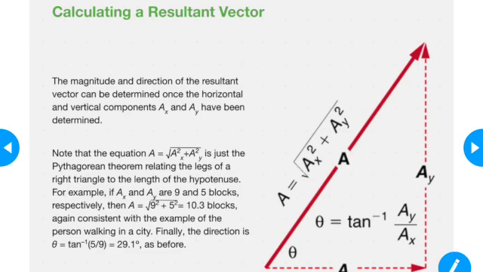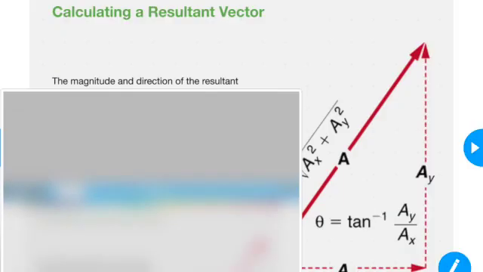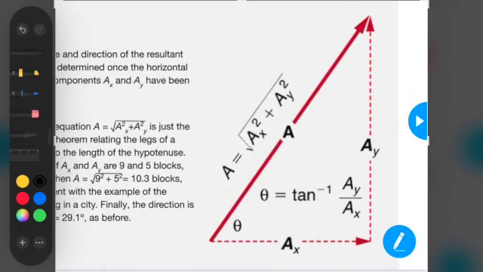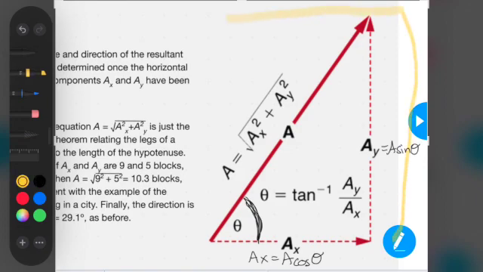So this is the picture we want to draw, but I am going to add on to it. It's now lacking the other parts, the component pieces. So Ax, remember, is equal to A cosine theta, and Ay is equal to A sine theta. So add those things in there. And now we have everything we need in that picture. Make sure you draw this triangle here for your reference.